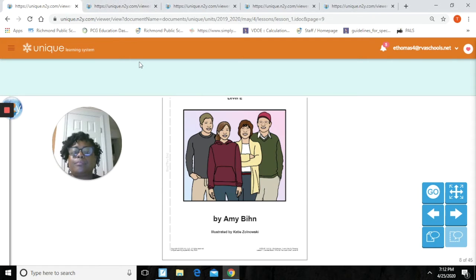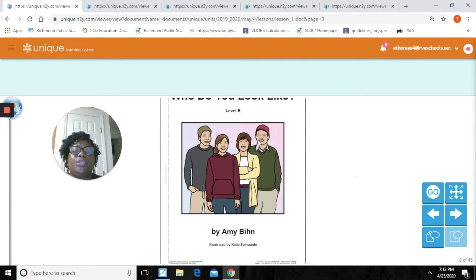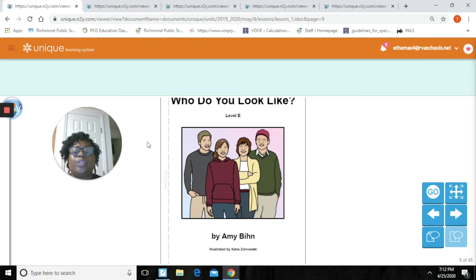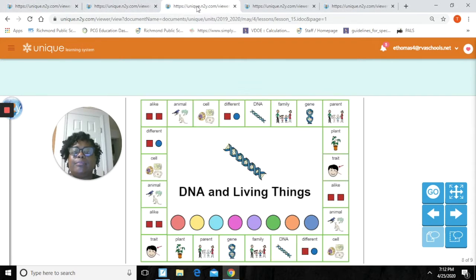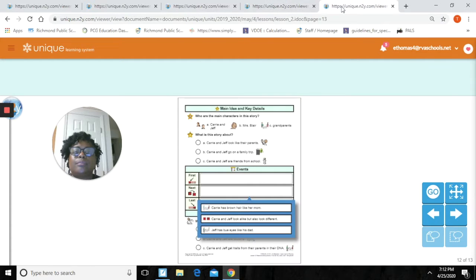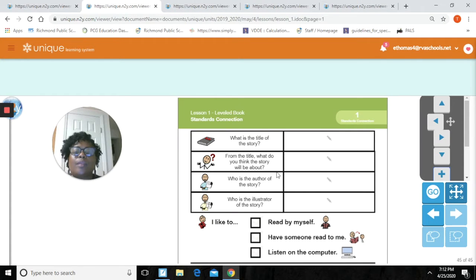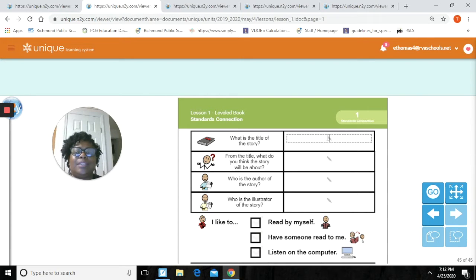Okay. Now I want you to look at this book cover. What do you think this story is going to be about? Think about that for a second. We're going to start with our first activity. And it says, what is the title of the story? What is the title of our story? Did you say, Who Do You Look Like?